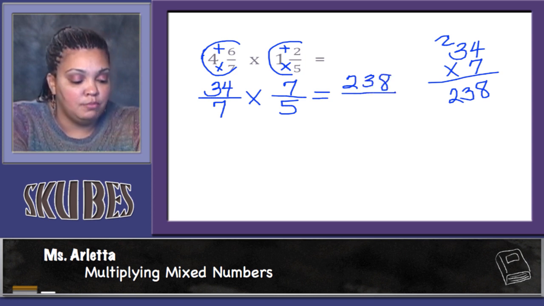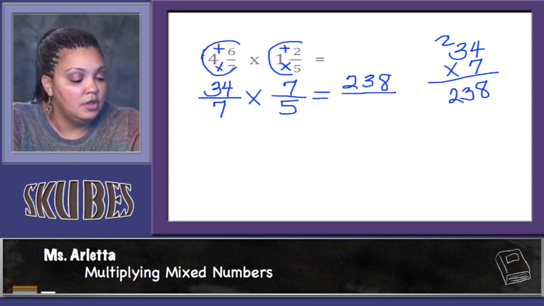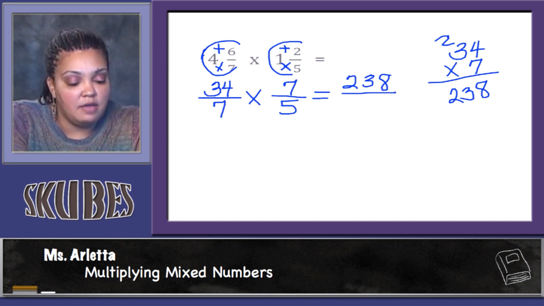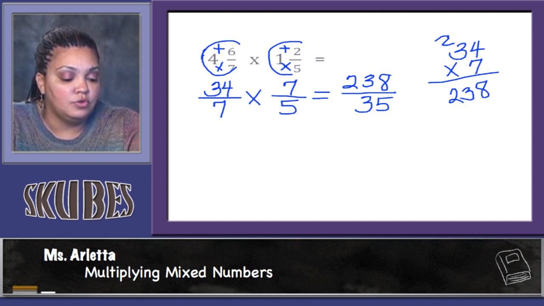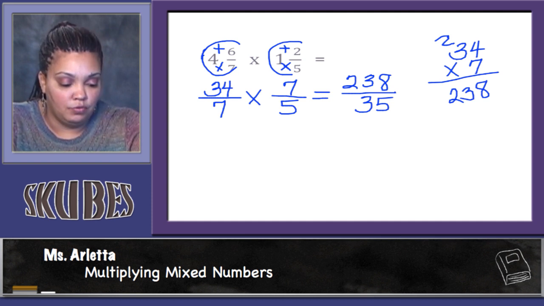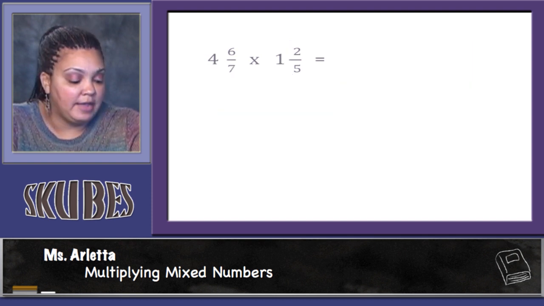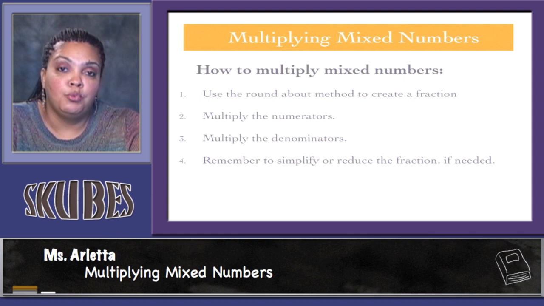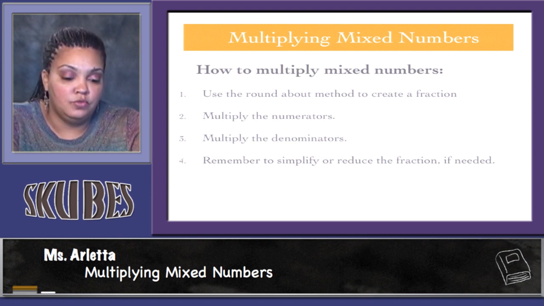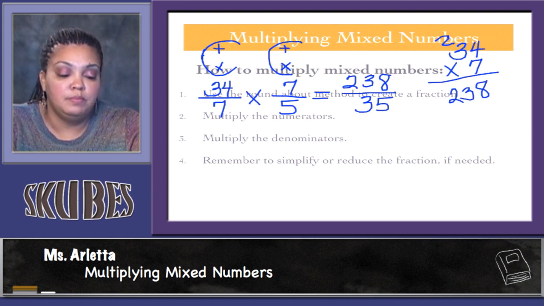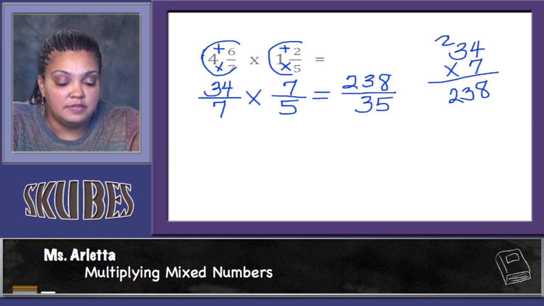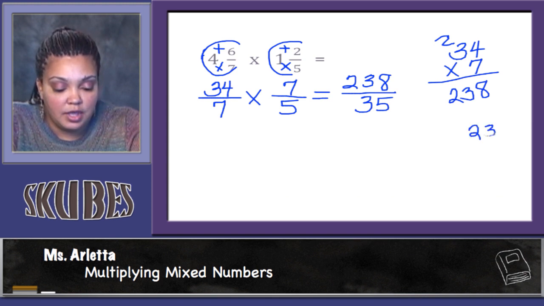Our third step is multiplying our denominators, 7 times 5, which gives us 35. Now you have an answer of 238 over 35. That is an improper fraction. In this case, we need to refer back to step 4, where it says to remember to simplify or reduce the fraction. The way you'll simplify this fraction is by simply dividing 238 by 35.